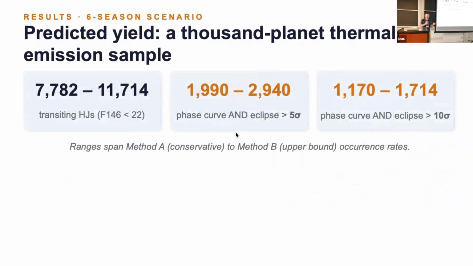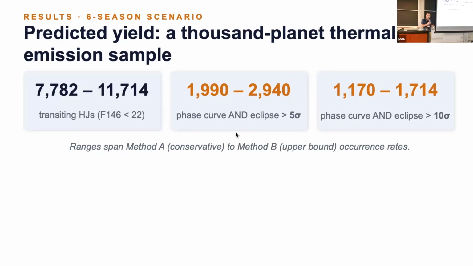And here are the results. We expect ballpark of 10,000 transiting hot Jupiters, of which we can detect the atmosphere in secondary eclipse and also the phase modulation as the planet is orbiting the star and showing us the difference between the day side and night side thermal emission.